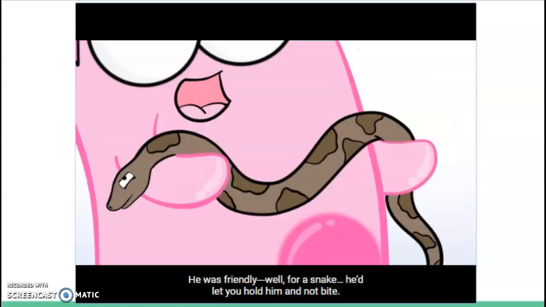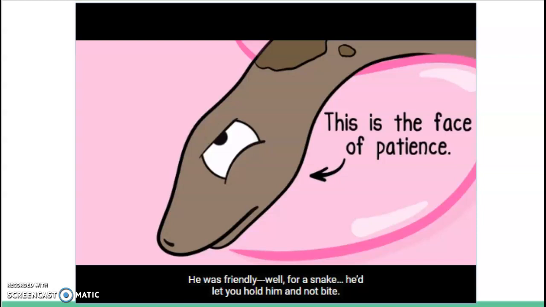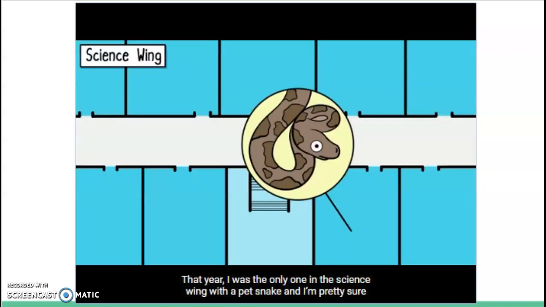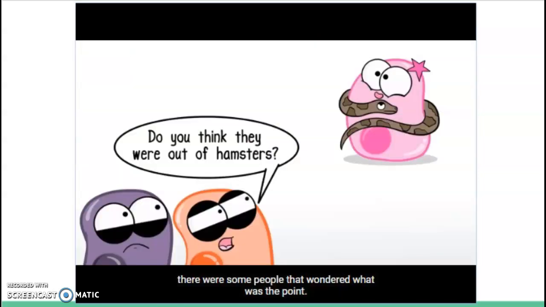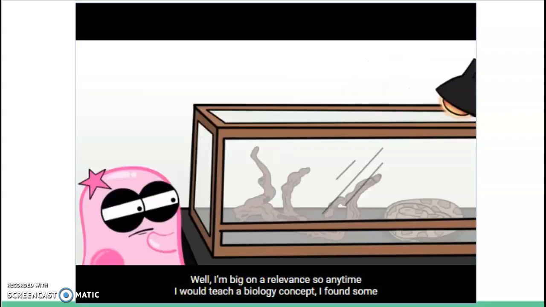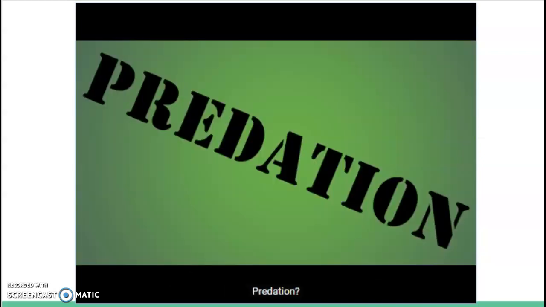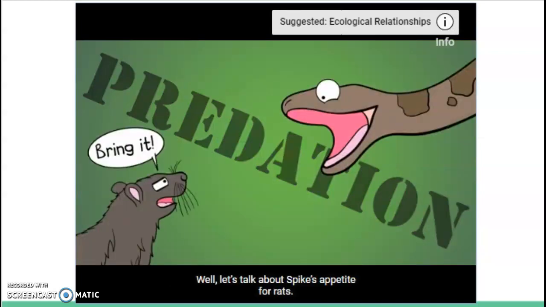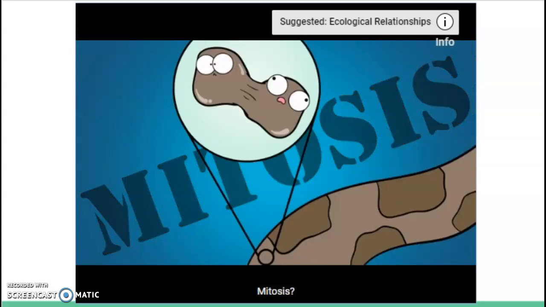He was friendly, well, for a snake. He'd let you hold him and not bite. That year I was the only one in the science wing with a pet snake, and I'm pretty sure there were some people that wondered, what was the point? Well, I'm big on relevance, so anytime I would teach a biology concept, I found some way to work in Spike. Predation? Well, let's talk about Spike's appetite for rats. Mitosis? Let's talk about why Spike even needs to make more cells.